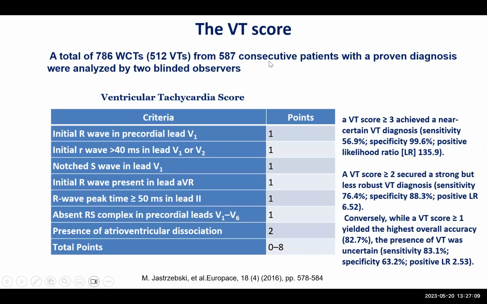The VT score system published in 2016, I wouldn't bother you with this one, but they actually look to these criteria and they put a point for each. AV dissociation is 2 points, other criteria is 1 point. If it is 3 or more, likely to be VTAC. 2 or more, still likely to be VTAC, but not as strong as 3 or more. So that is the scoring system, rarely used, to be honest.